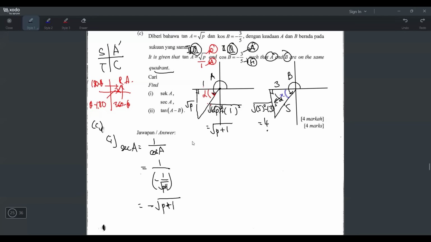Okay, never mind. I will just do the second question. If I made any mistake, you tell me in the comments. Okay, let's do number 2.